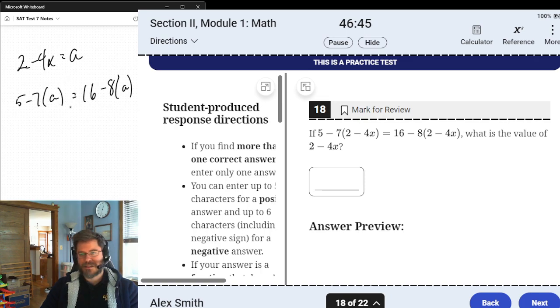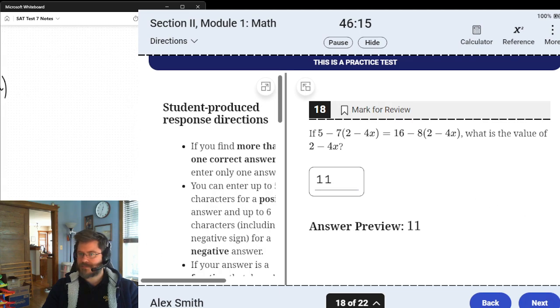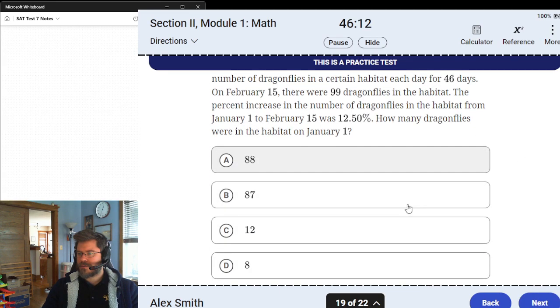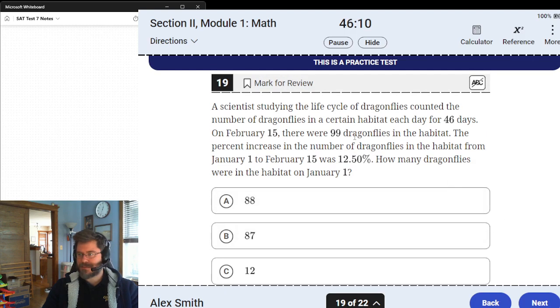So now I can just combine like terms. You can ignore those parentheses and just say 7a and 8a. Adding the 8a over, we get positive a. So 5 plus a equals 16. Subtract the 5 over, and you get a equals 11. Just double checking my math here real quick. Yes. Remember that a equals 2 minus 4x, which is what they're asking for, so our answer is simply 11. When you see a repeated term, replace it with something simpler.